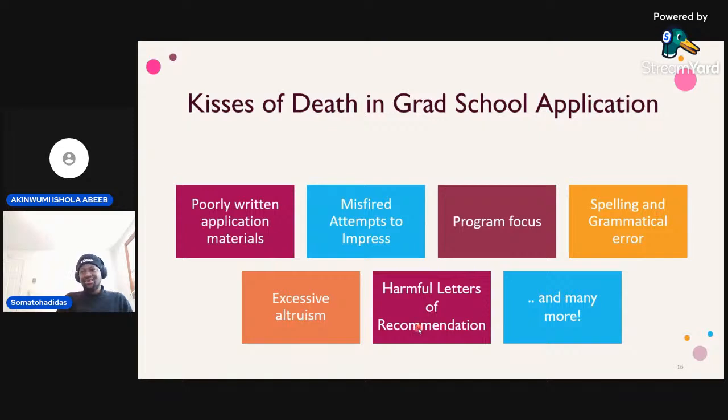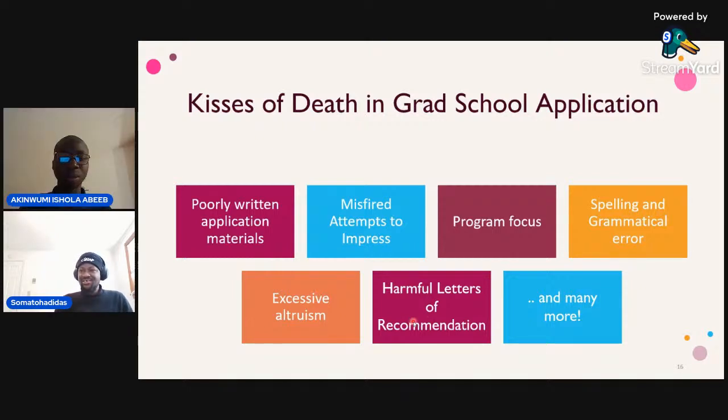They said, okay, I can write it for you, go and draw a draft. I wrote the draft, and the person edited a lot of things, which I said, okay, you edited this, you edited that. Can I supply you my CV so that you see what I'm saying? They said there's no need for a CV. Then I said, okay, this person will write a very harmful letter of recommendation for me. So it is better I do not use them.